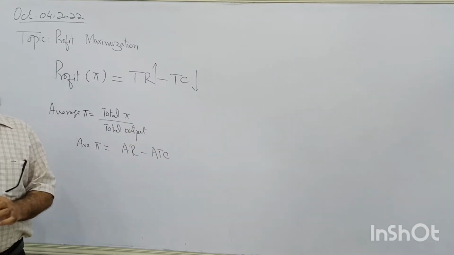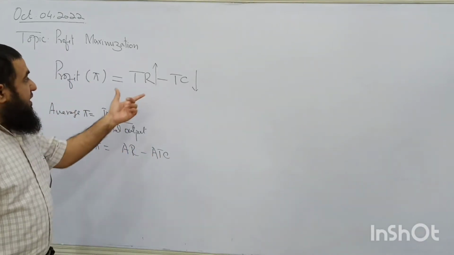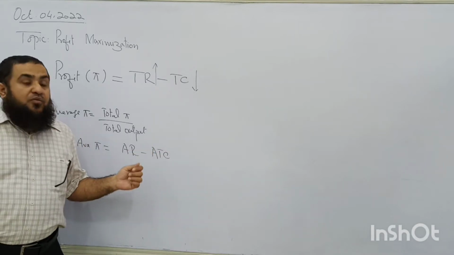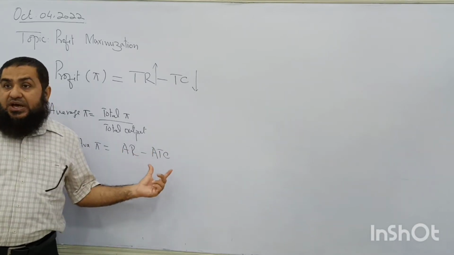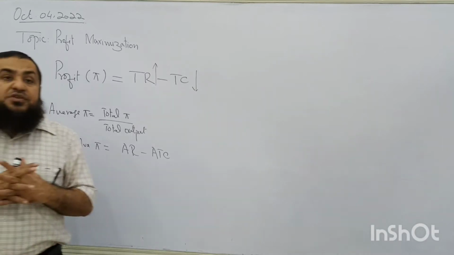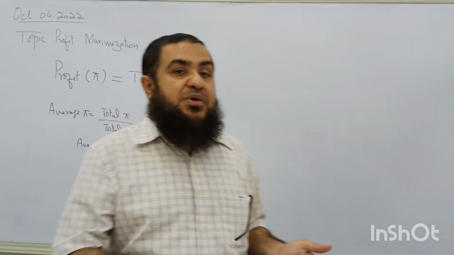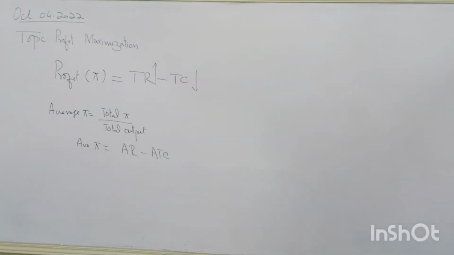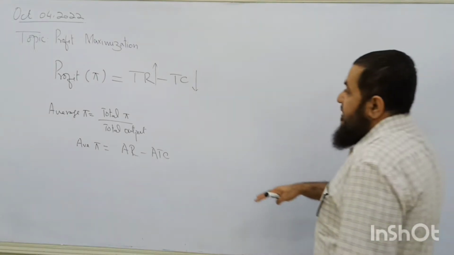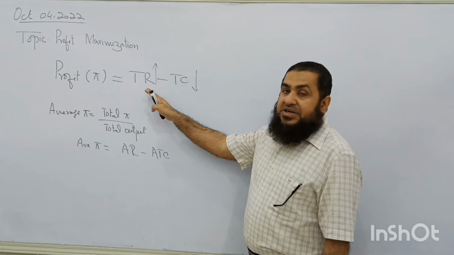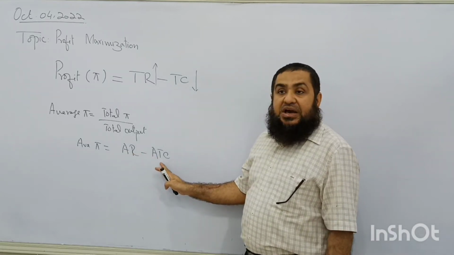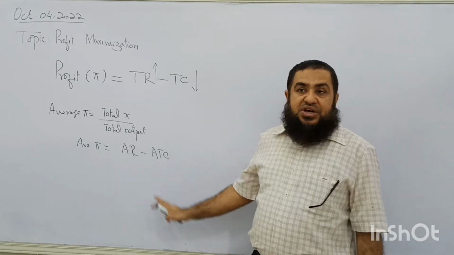There are two ways to calculate the profit. First of all, we can find the total revenue, total cost, but in the theory of firm, we are having average revenue and average cost diagram. So first we find the average profit, then we multiply it with the level of output produced or sold, and we will be able to find again the total value of the profit. So there are two things. We can find total profit by deducting the total cost from the total revenue, or the average profit by deducting the average total cost from the average revenue.